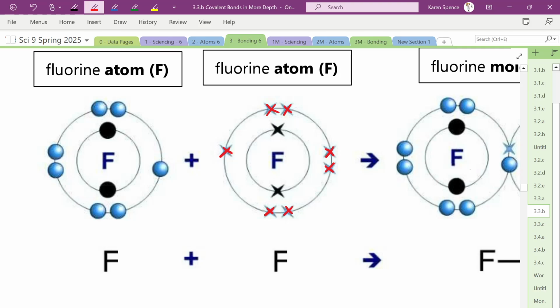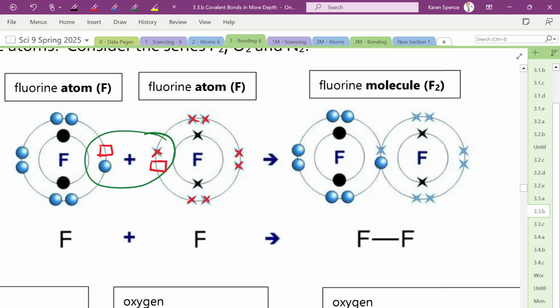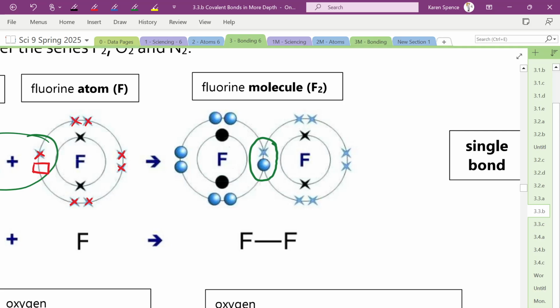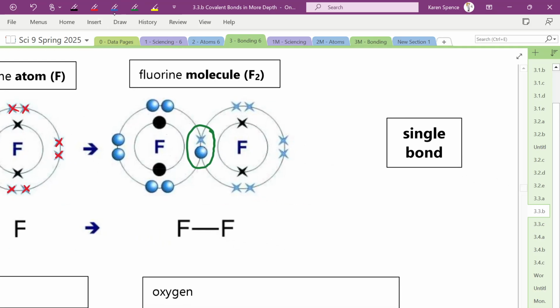And with fluorine, how many gaps does fluorine have in its outer shell? 1. So they can share 1 electron each. Okay, and what type of bond is that called? That is a single bond. How many electrons is a single bond? 2 electrons. Okay, and it's represented by 1 line.